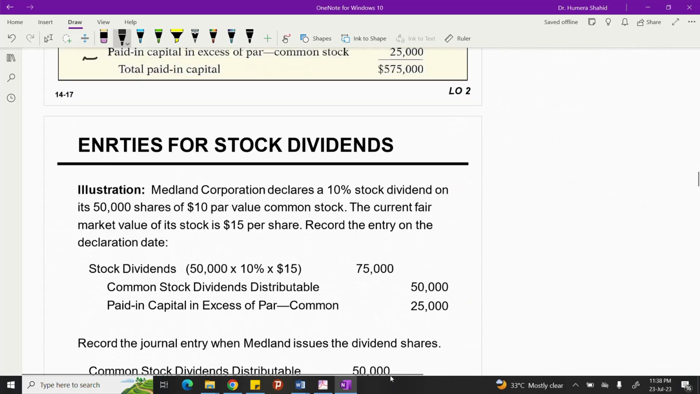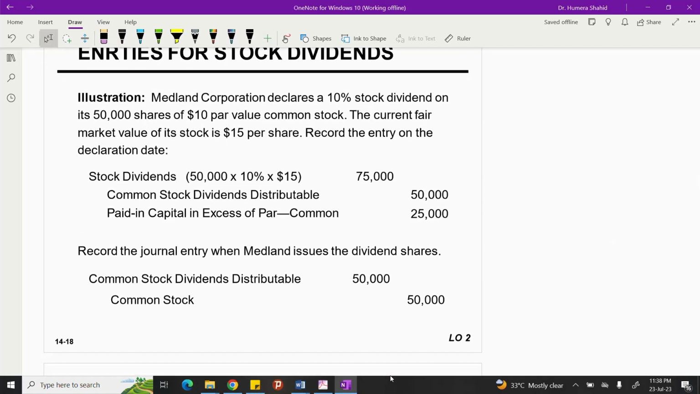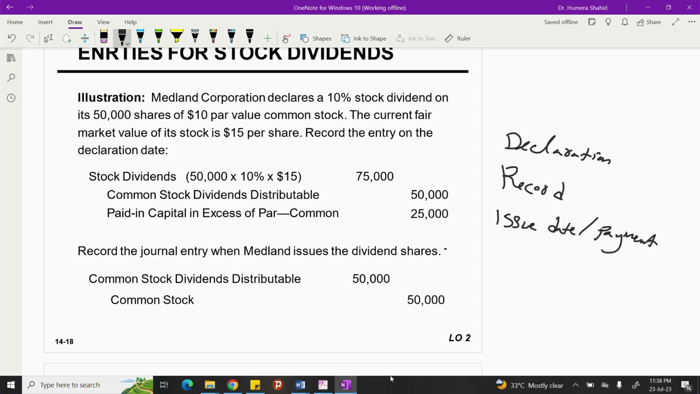Let's move on to the entry on the issue date. In the case of a stock dividend, we have the declaration date, then we have the record date, just like a cash dividend, and then we don't have a payment date. We call the payment date the issue date. Sometimes people refer to it as the payment date, but basically this is the issue date because you issue the common stock on this date, though they are actually serving as the same date.